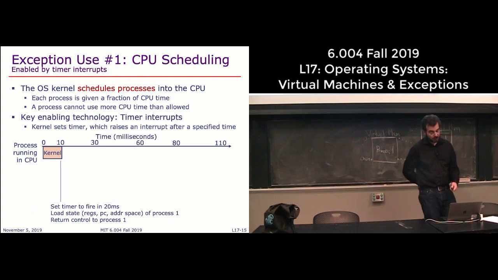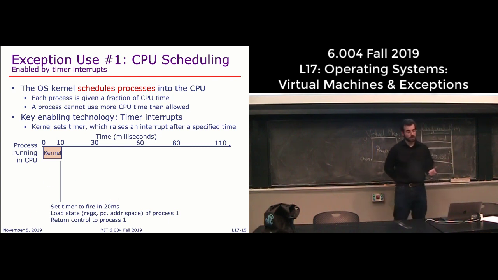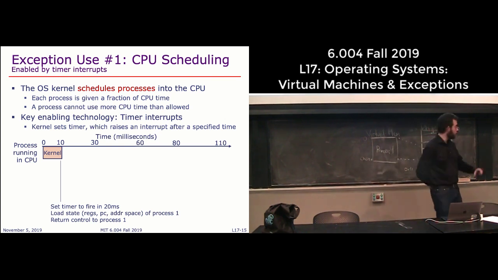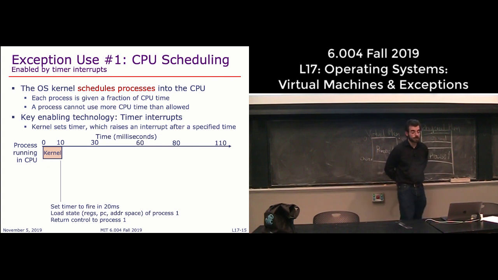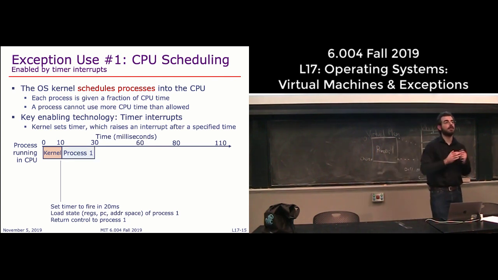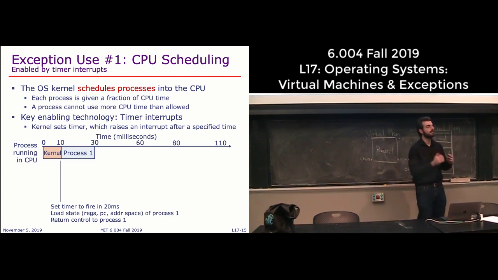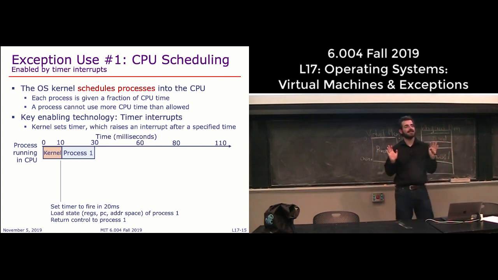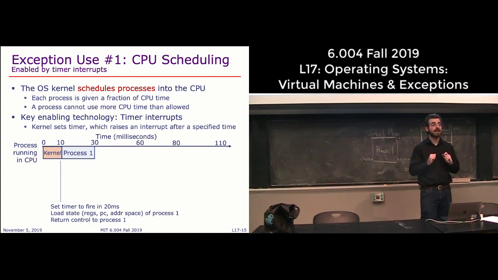Then it loads all the state. It loads the registers. It loads the program counter. It loads some other privileged registers that have to do with virtual memory, which we'll see next lecture, for process 1. And then it just returns control to the PC of process 1. Right? Just lets process 1 run. So process 1 will run on the CPU directly, right? Now process 1 is just running instructions, and it's just as fast as if process 1 had complete access to the full machine for that time slice.